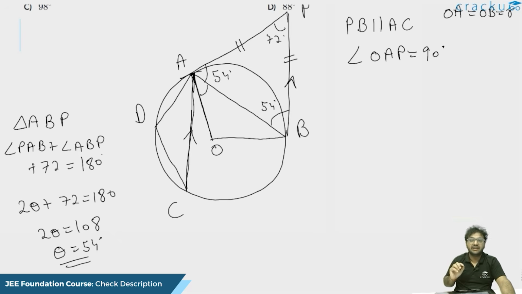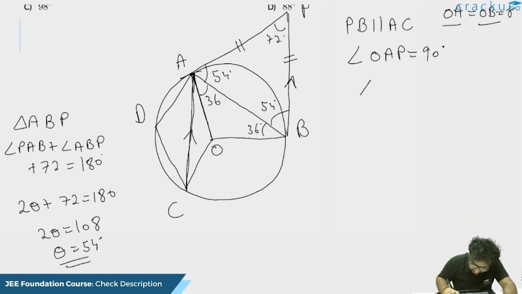Okay, so we can say this would be what? 54 plus this angle will be 90 degrees. So 54 plus 36 is 90. So this is 36. Now as OA and OB are equal, so this will also be 36. Okay. Now, if I join OC, can we find the angle CAO?